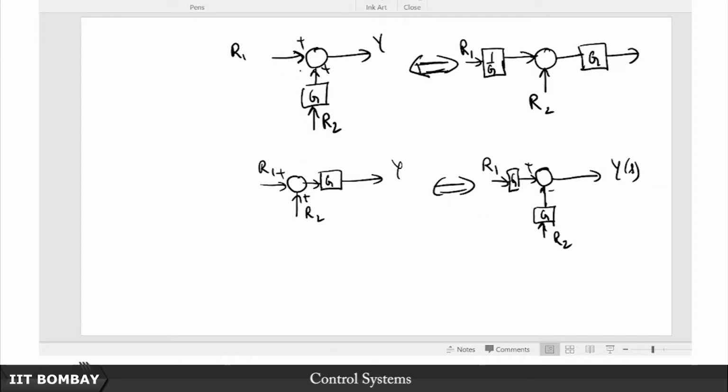So this is one trick you play around with the summer. If you want to push or pull out blocks on either side of the summer, these are things you have to do. At the same time, for example, let's say there's a pick off point here, okay. So how should I draw it? Let's say there's this G here, and let's say there's this pick off point here. So this one goes unadulterated, this one goes through some G2, and let's say this one goes through some G3, okay, and this is your R.